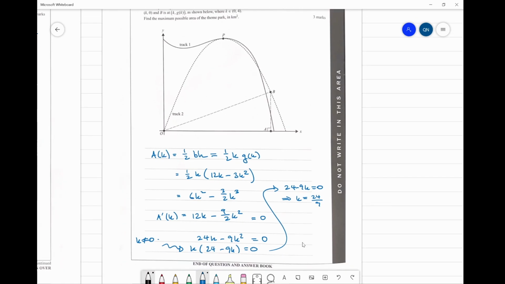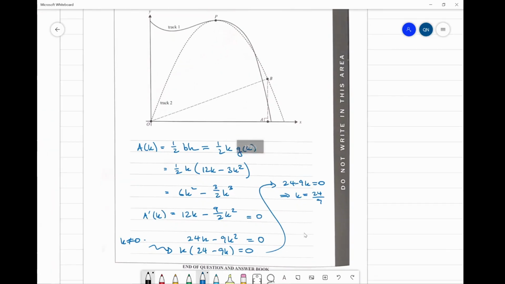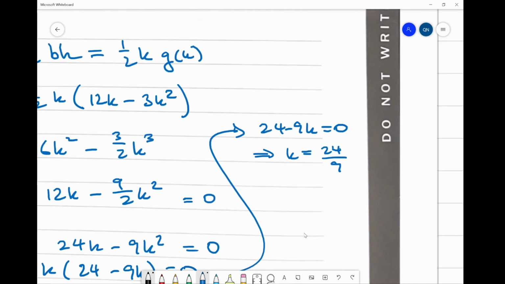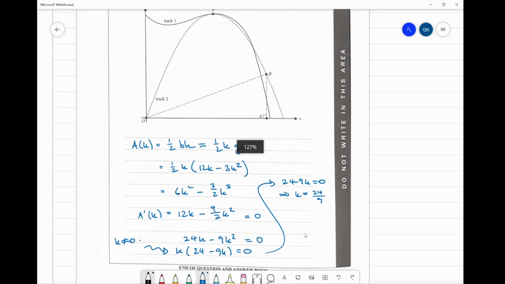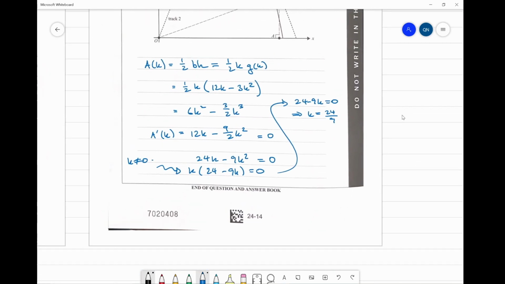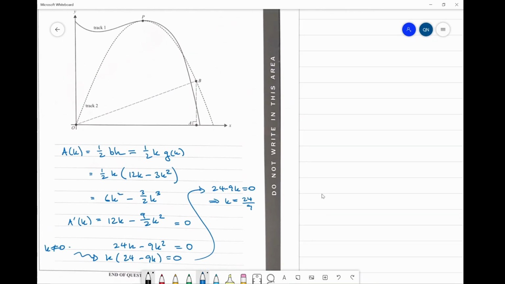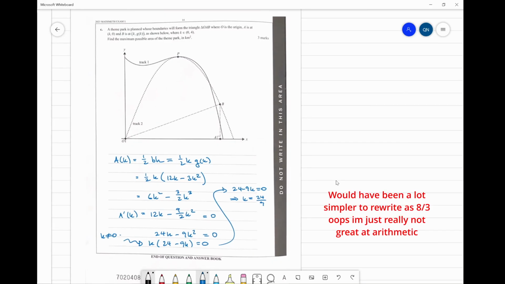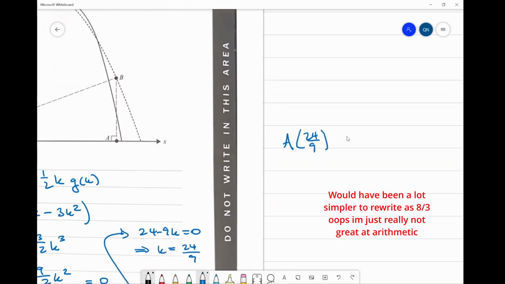So what's the area going to be? Oh dear, they really didn't give us enough space, or maybe my working out is just really inefficient. I don't know. Let's just do it on the side here. Why not? So let's see. We want to evaluate A of 24 on 9. I think this expression for the area wouldn't be too bad to use. Let's do that. So we have 1/2.